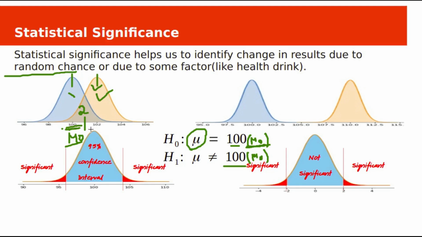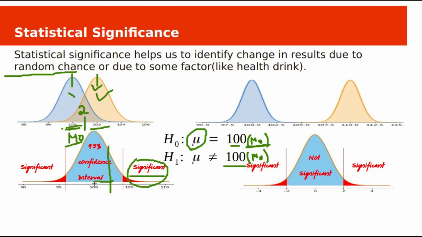If this test group mean value falls outside the 95% confidence interval of the null hypothesis, then we will say results are significant. The change is really due to the health drink if the result falls in this red region. If the test group mean value falls within this 95% confidence interval of the null hypothesis, results are not significant. This change from the mean value is due to random chance. It is not because of the health drink.